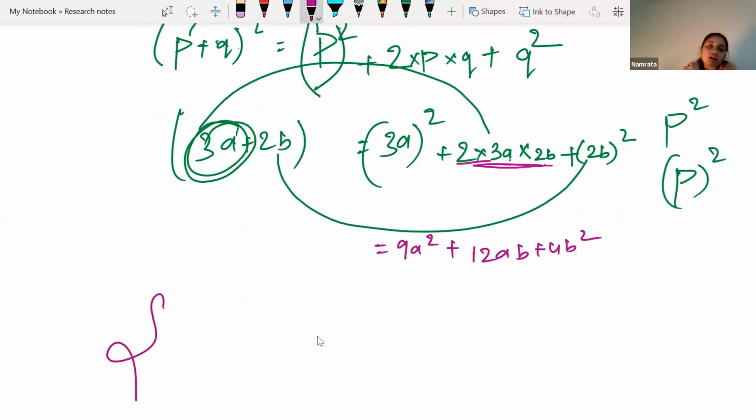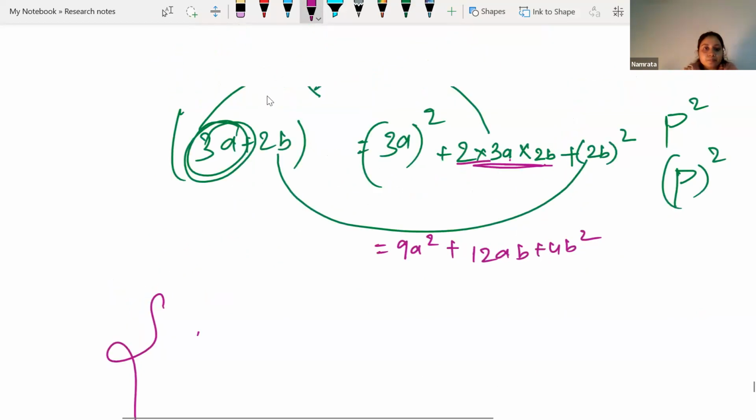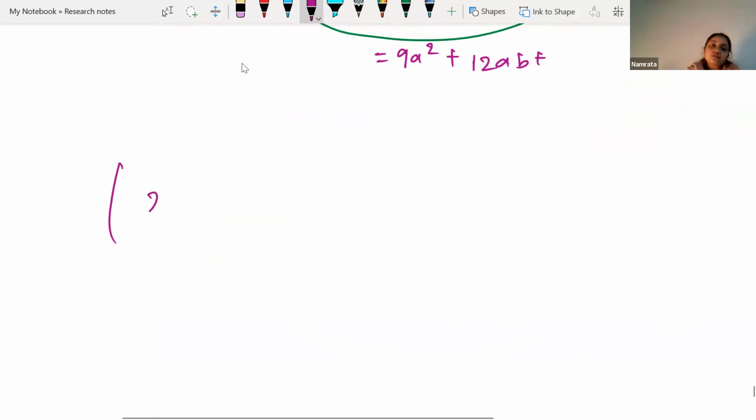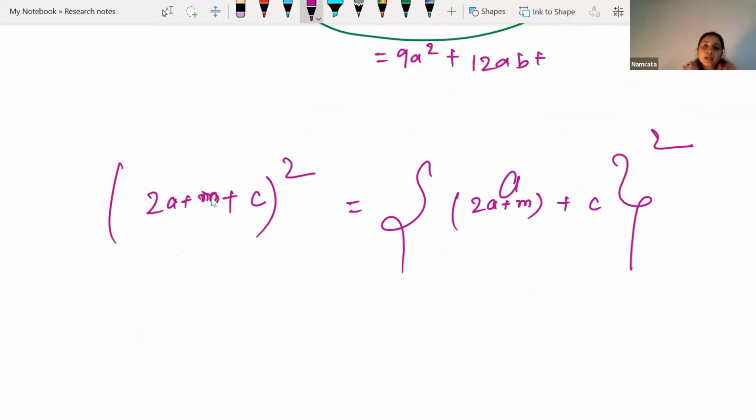If the construction is like this, let's say 2a plus m plus, let's say, c whole square. Let's avoid the bracket. Here also we can apply the same formula. How? We can write it as 2a plus m together plus c, that's whole square. A plus b whole square formula we can apply.